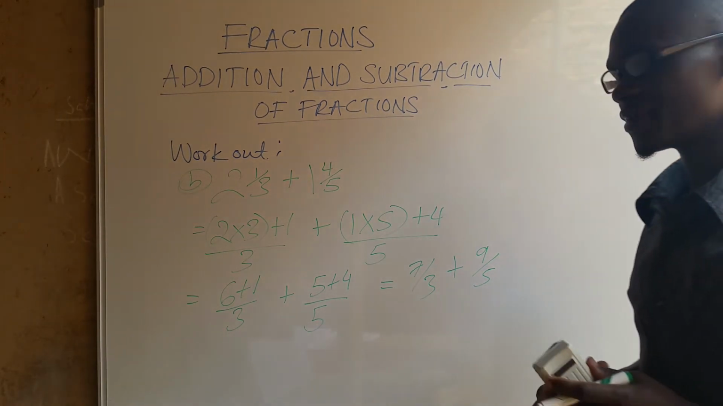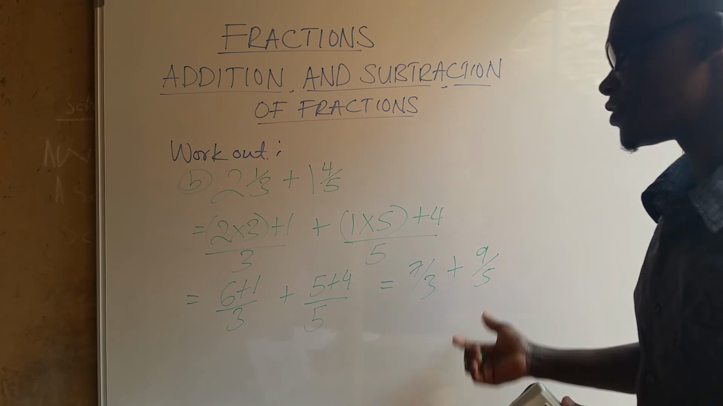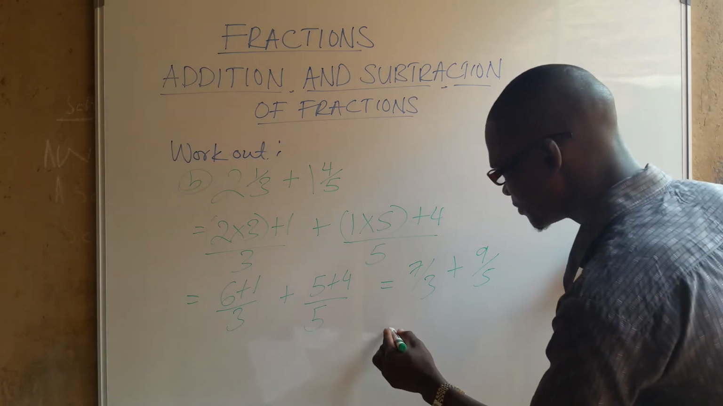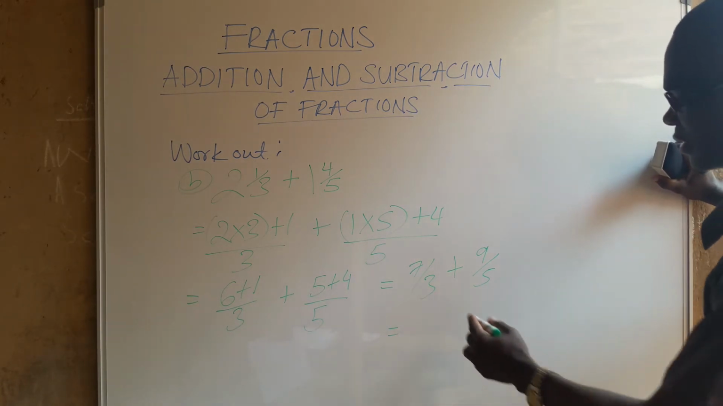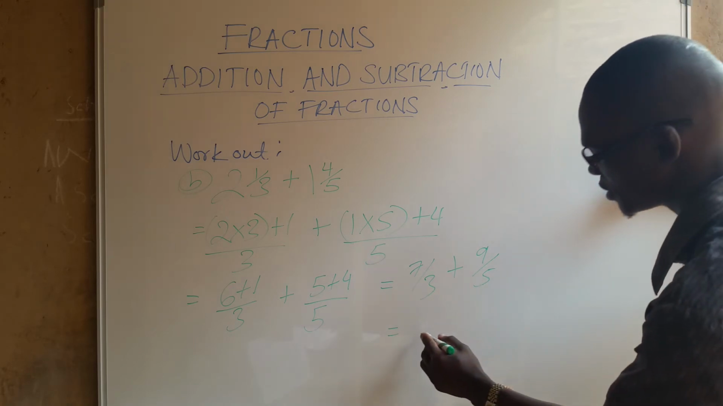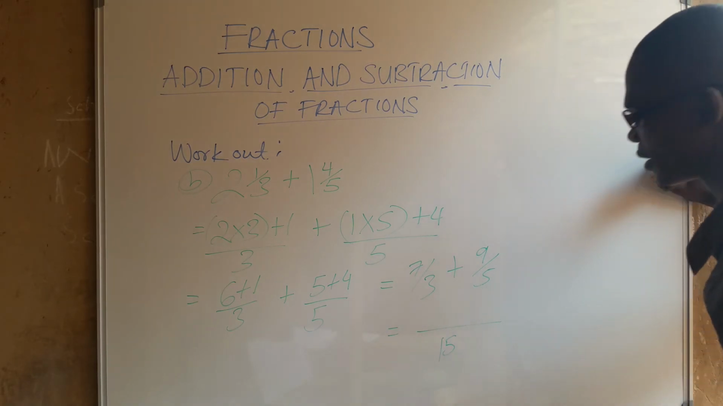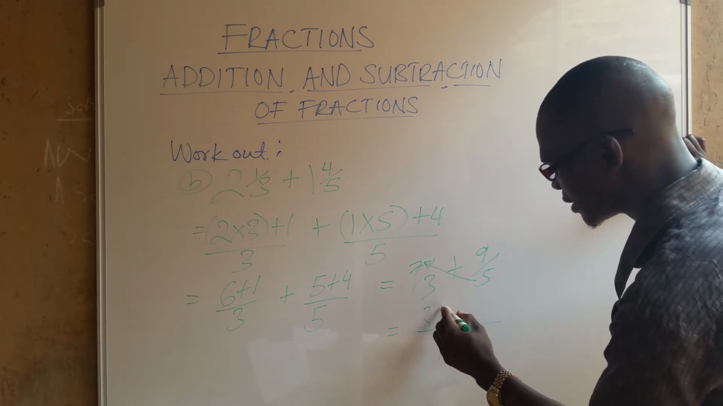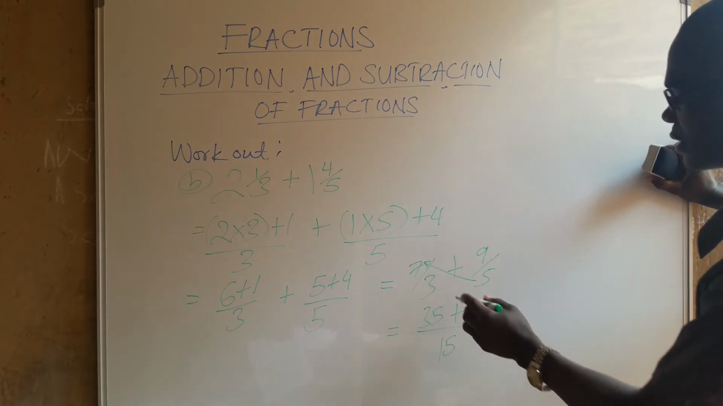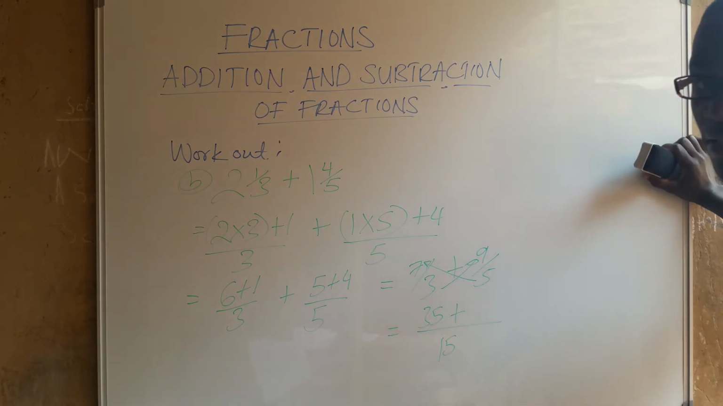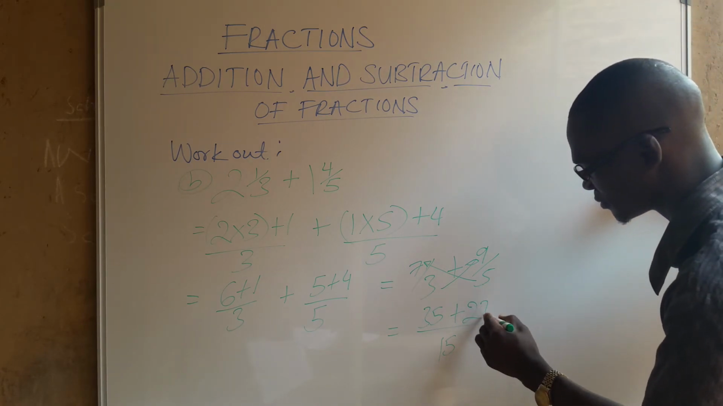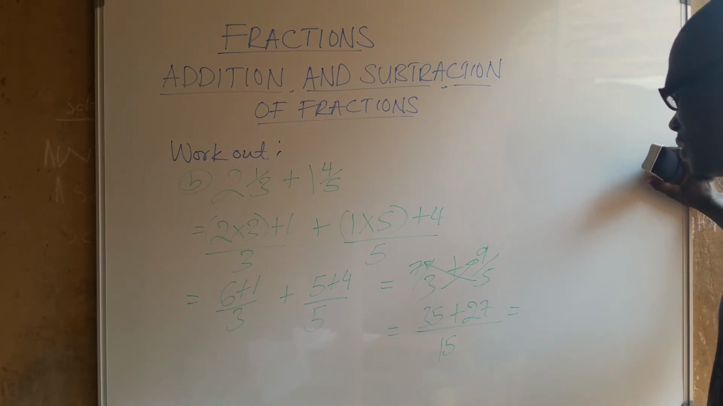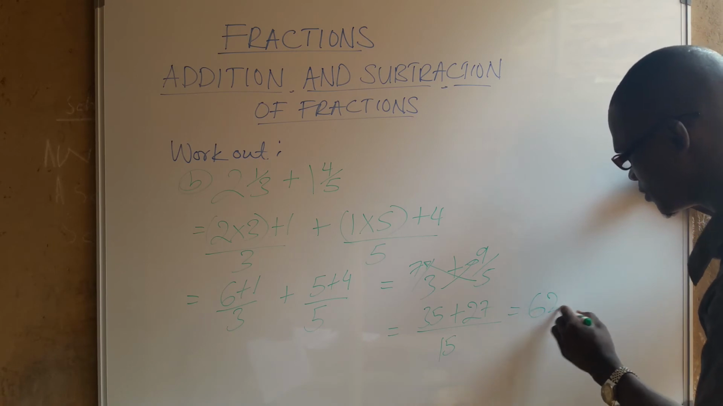Then from here, we can either choose to use LCM or we use the cross multiplication method. I'll use the cross multiplication. So this gives me 3 times 5, which is 15 down. Then I cross multiply. The 5 multiplies 7, I get 35, plus 3 multiplies 9, I get 27. So when I add 35 to 27, that is 62 over 15.